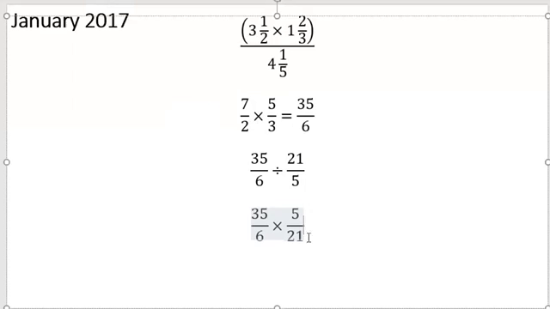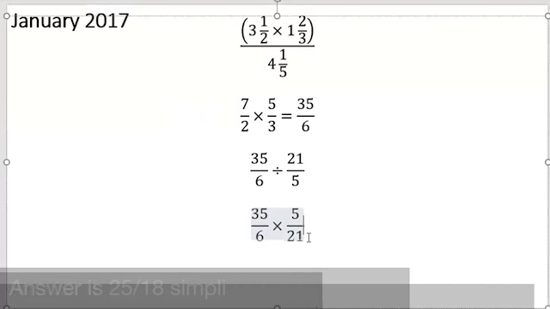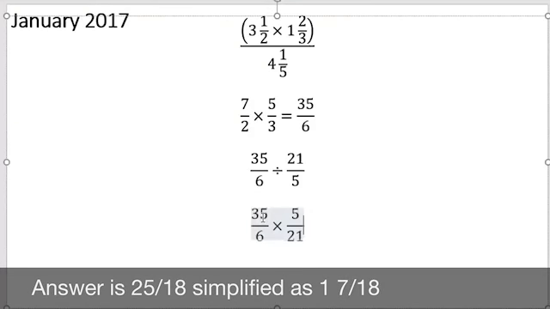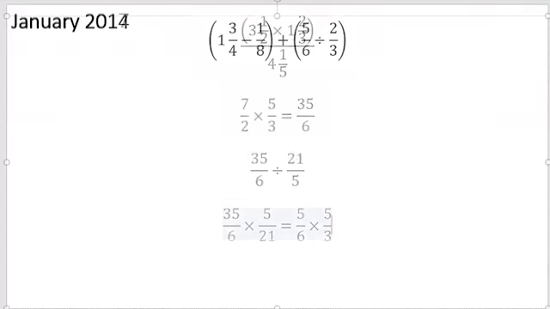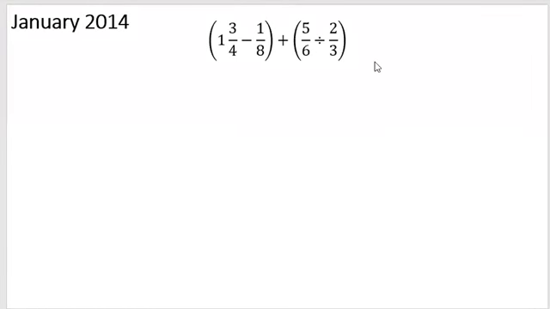So I can say 7 into 21 goes 3 times, and 7 into 35 goes 5 times. So what I'll have now at the top is 5 multiplied by 5. So what I have is 5 over 6 multiplied by 5 over 3.